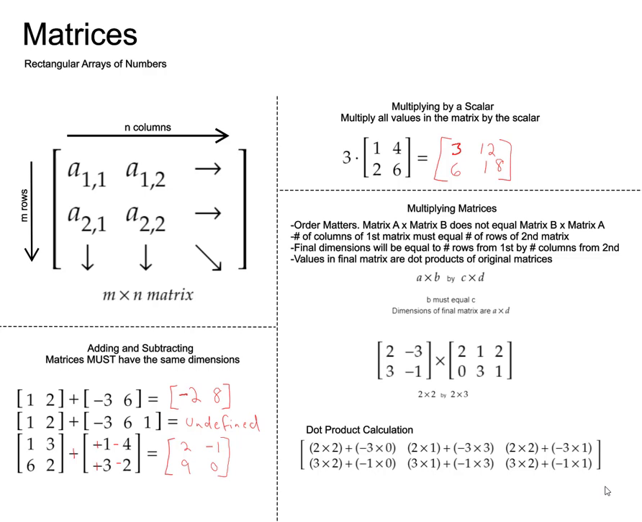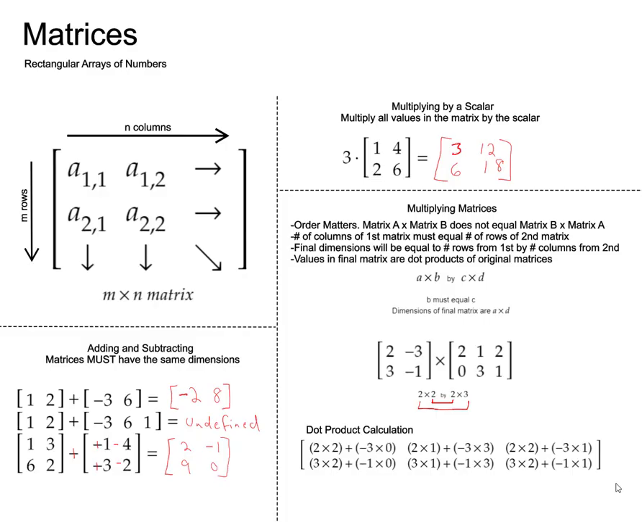So in this example, we have a 2 by 2 matrix, and we're multiplying it by a 2 by 3 matrix. So first, let's make sure that this is going to be allowed. We're going to look at these two values here, and we see that they do match up. So this is a valid multiplication. Next, we want to know the final dimensions of the final matrix. It's going to be 2 by 3, because the final dimensions are equal to the number of rows from the first by the number of columns from the second.